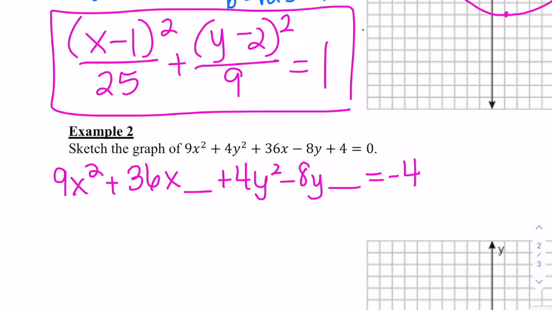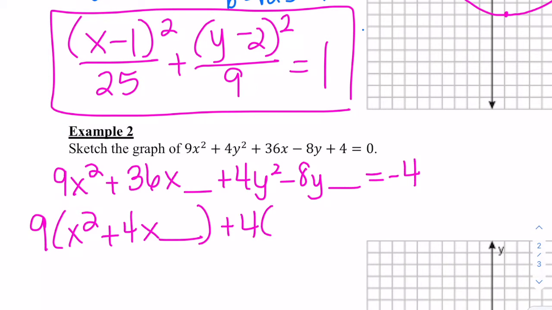9 can be factored out for the first two terms, so 9 times x squared plus 4x, and 4 can be factored out of the next two terms, so it's y squared minus 2y equals -4.